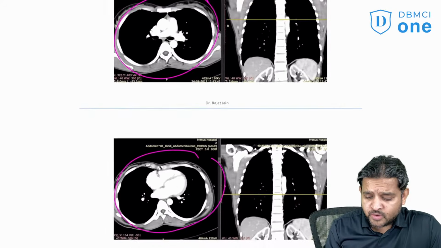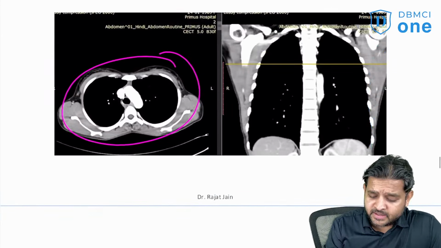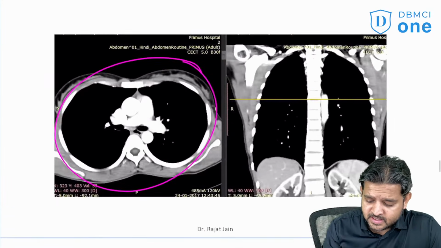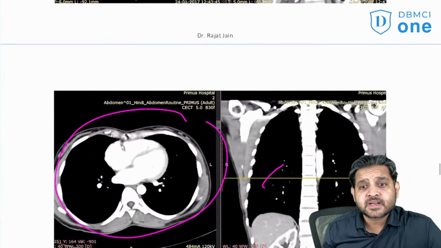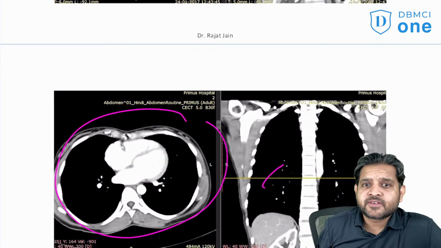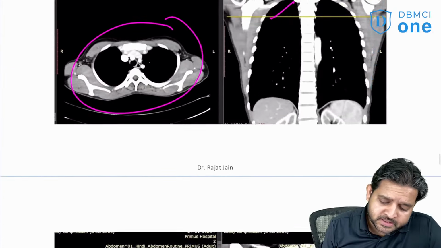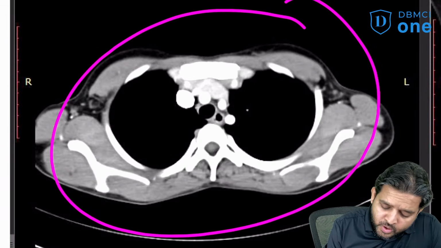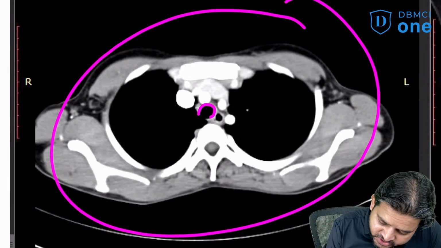Now, what I want all of you to focus on is this yellow line. See at what level this yellow line is: I can see here, here, here. So depending on at what level the section has been taken, you're going to see different structures. But my problem is that in the exam, only this image will be there.